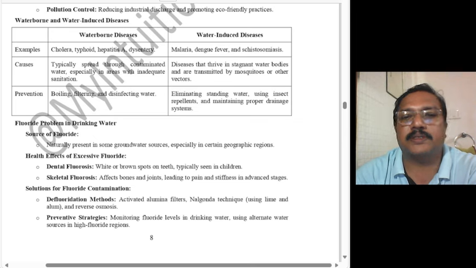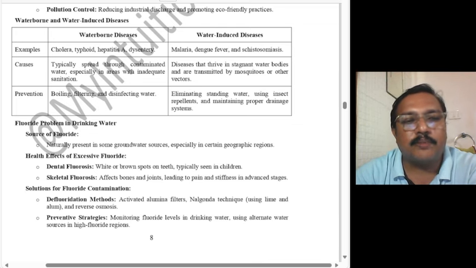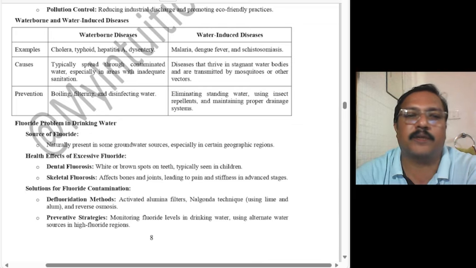Examples, causes and preventions are given. There are two types: waterborne diseases and water induced diseases. Waterborne and water induced diseases are diseases which are connected to water in one way or the other. There is some difference between these two that is given in the table. Waterborne diseases are diseases caused directly by drinking or using contaminated water.